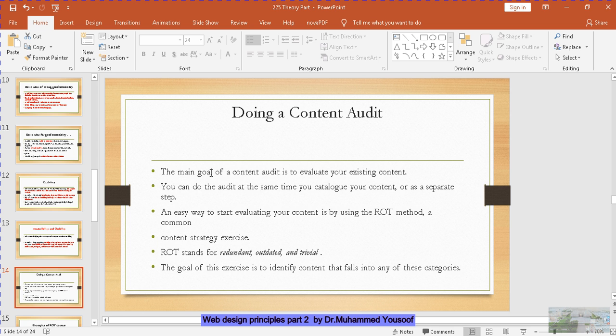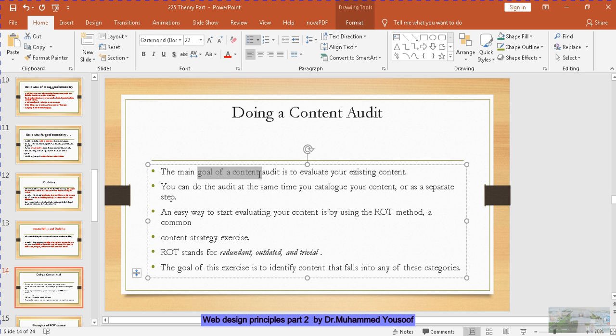What is the goal of the content audit? It is to evaluate your existing content, to measure whether your content is good or bad. At the same time, you catalog your content as a separate step. That means you can actually look at each of the items and catalog them: this is good, this is bad, like this.